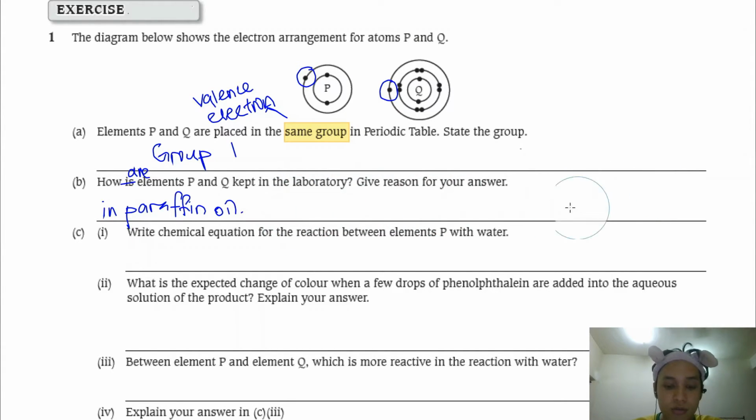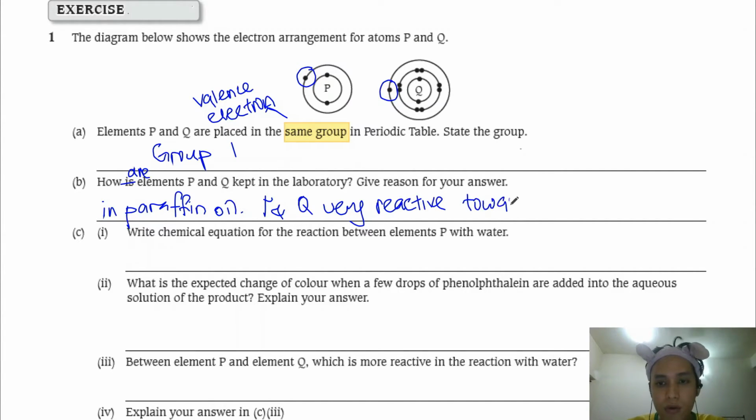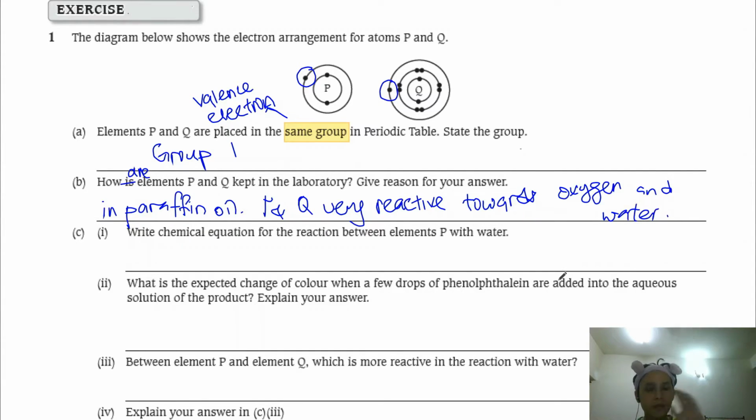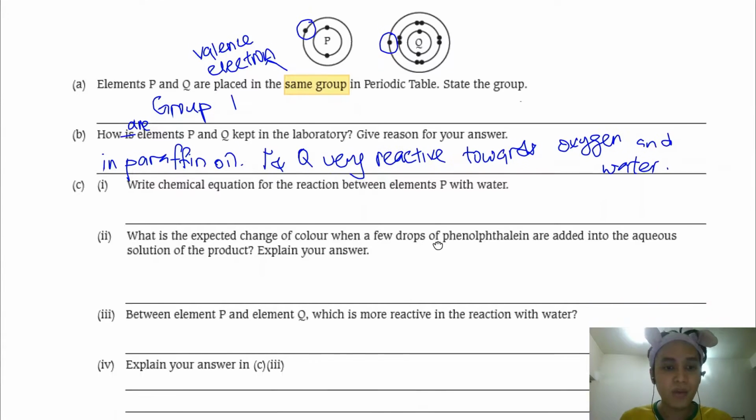So first, P and Q are very reactive towards oxygen and water. So just remember the reason why we put them in paraffin oil: because we don't want them to come in contact with oxygen and water.